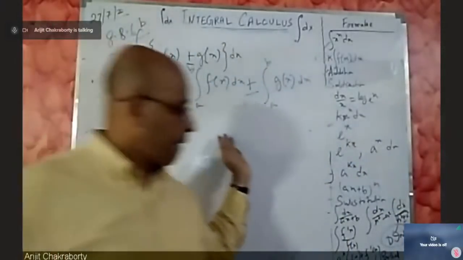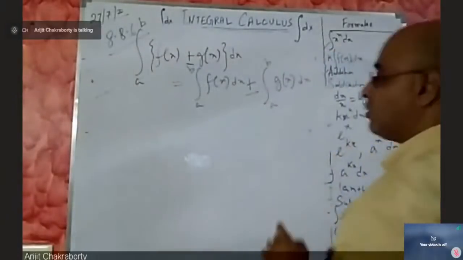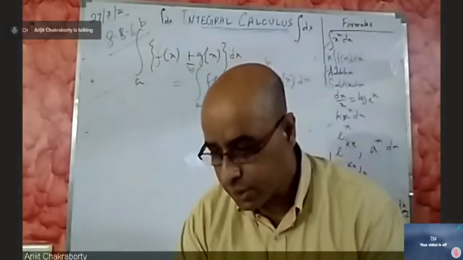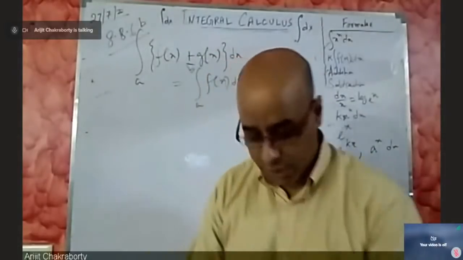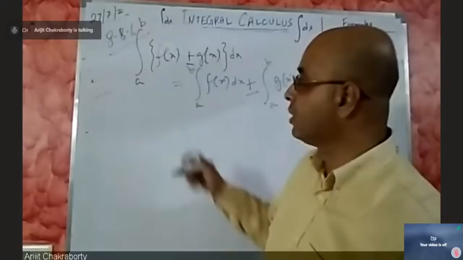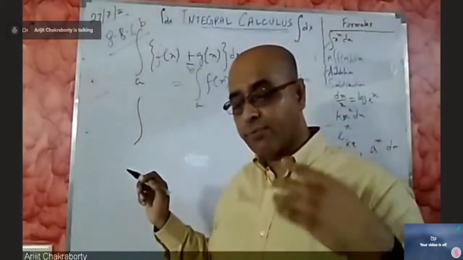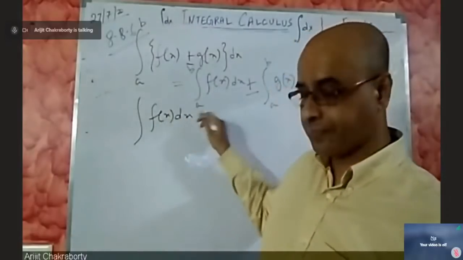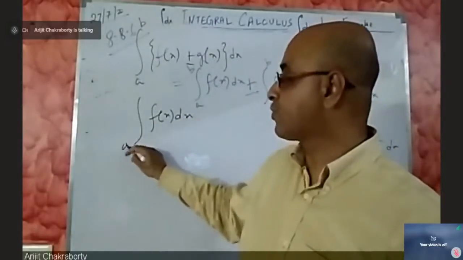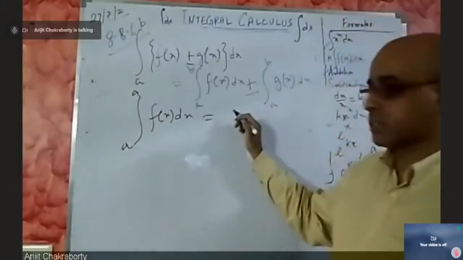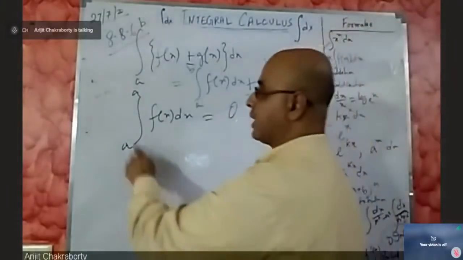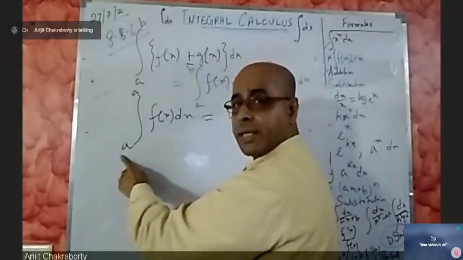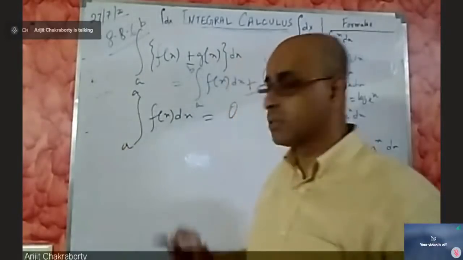Okay? Fine. Now the second rule is the zero length interval rule. What is the zero length interval rule? It says that if you have an integral like this, f(x) dx, and the region is from a to a, this will obviously be 0, because the lower limit is a and the upper limit is a, both are the same, so it will give you 0.